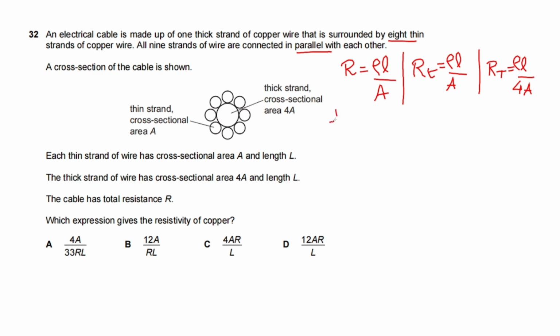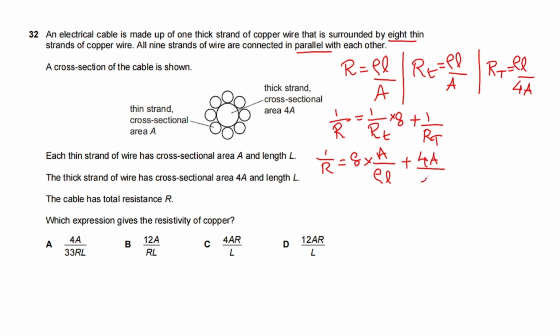So the total resistance, since it is connected in parallel, 1 by R is equal to 1 by the resistance of the thin wire, multiplied by 8 because we have 8 thin strands, plus 1 divided by the resistance of the thick wire. So 1 over R is equal to 8 times A divided by rho L, plus 4A divided by rho L.